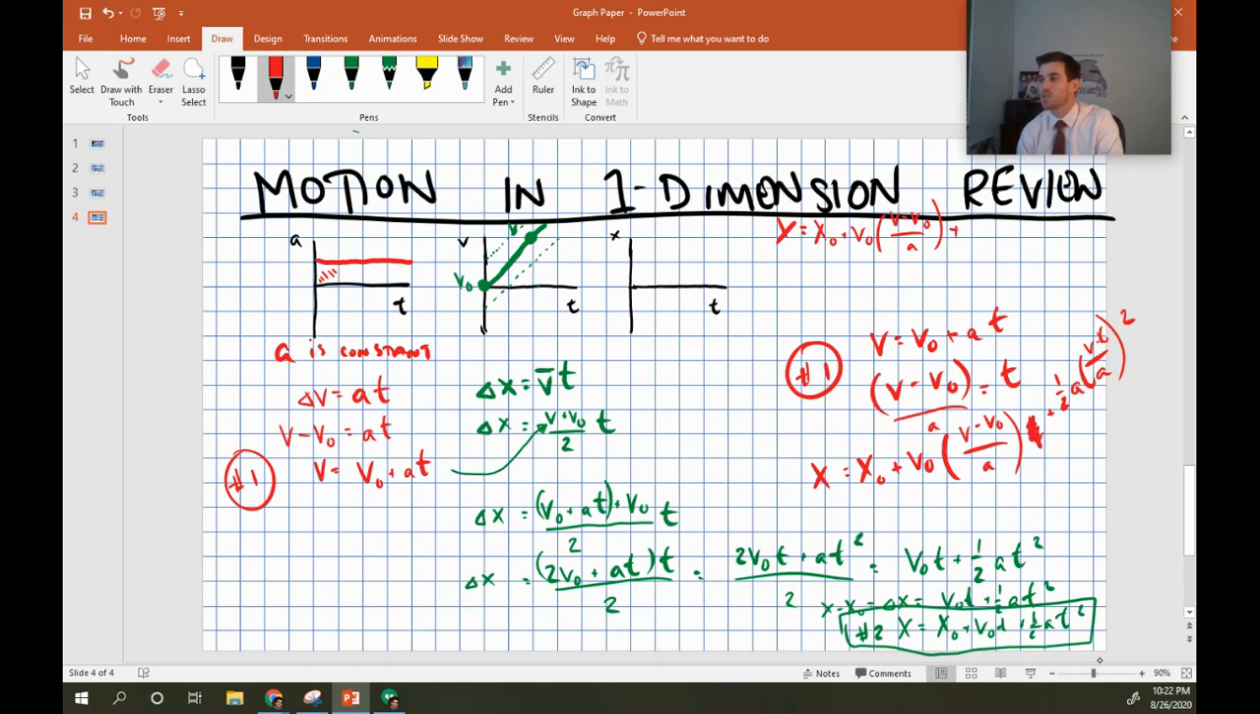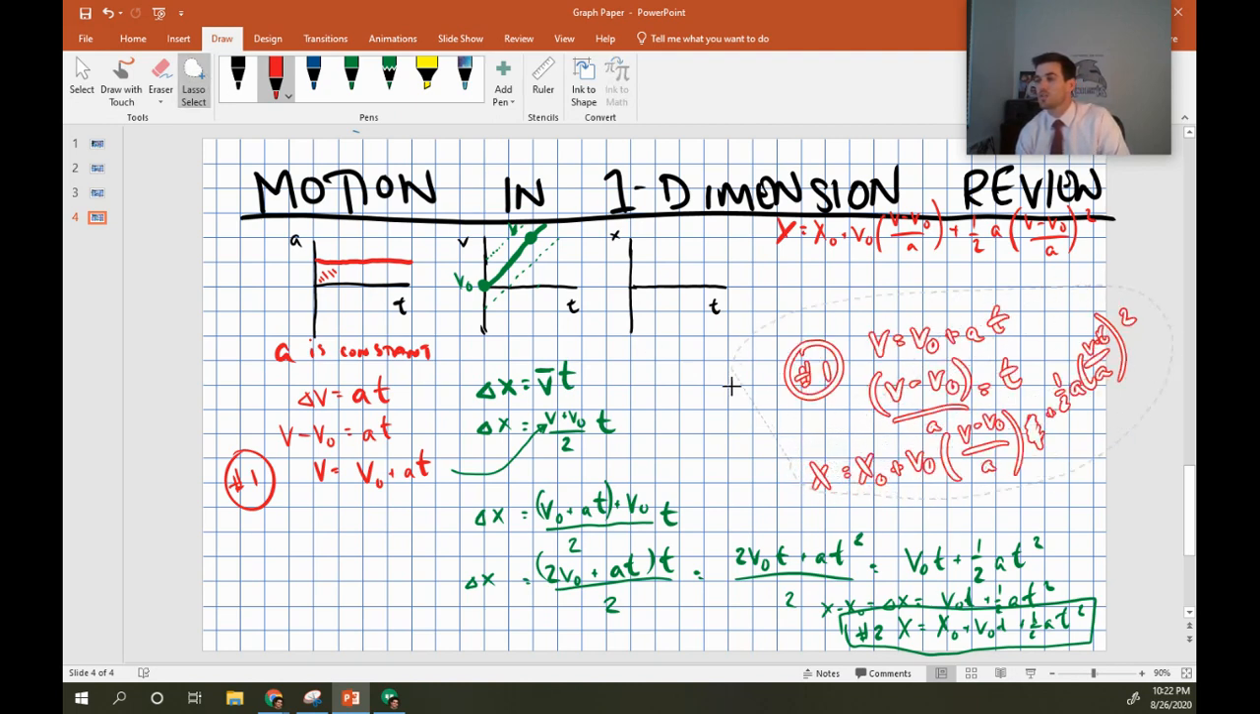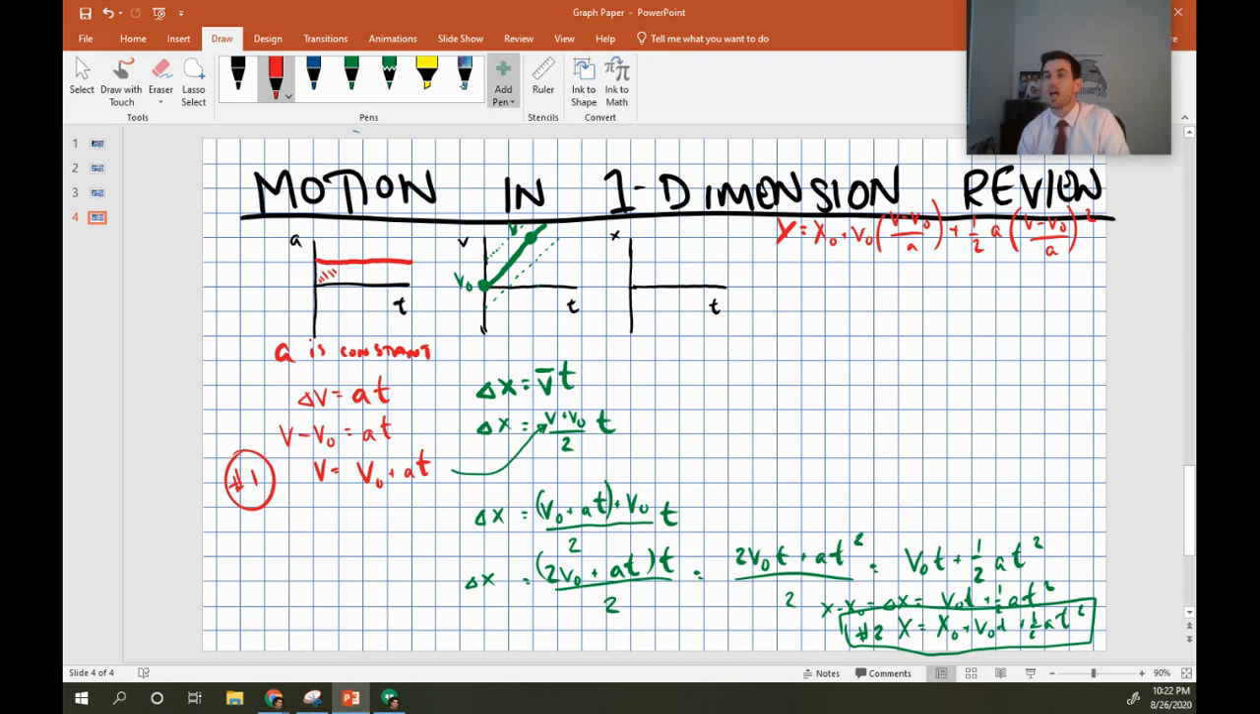That was the whole purpose of what we just did. Plus 1/2 a times (v minus v naught) over a, squared. All right, and with that done, now I can get rid of this part, hopefully, and then I'll do the solving below it. Okay, so back to work. I'm going to change to blue, though. Blue is a nice color.